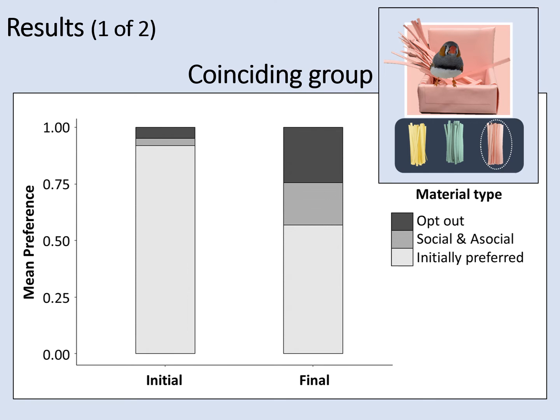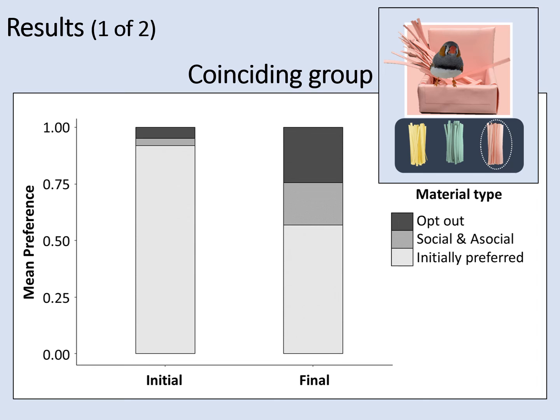Here is the first set of results for the 14 observers in the coinciding group. The y-axis of the stacked bar graph shows the mean preference values, while the x-axis shows the test phase, initial or final. The initial preference values were measured as the proportion of time spent interacting with material, while the final preference values were calculated as the proportion of deposits of each color made within the first 20 deposits.